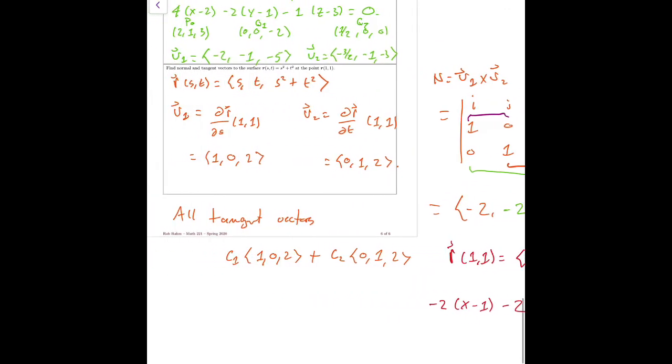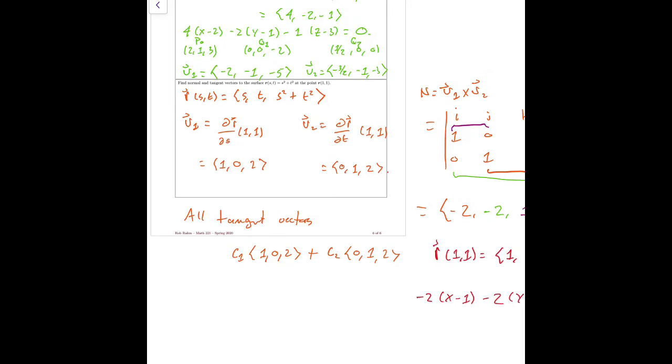We were given the parameterization of a surface. We were able to find the tangent vectors, and from that we could find the normal vector. There's different ways you can do this, and we're going to see more examples when we actually start doing surface integrals.